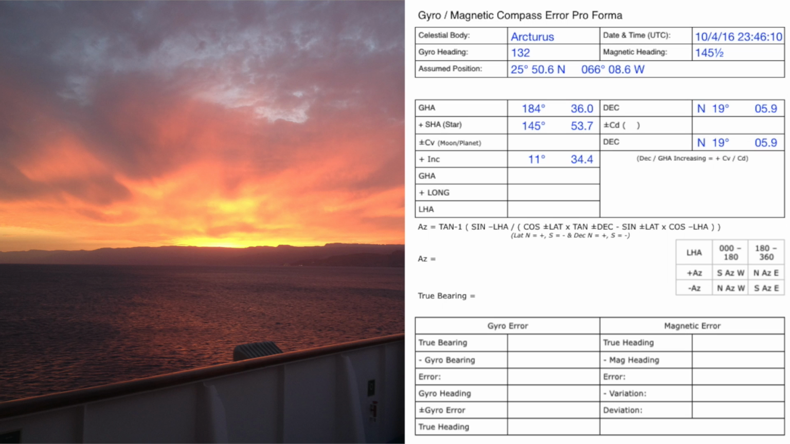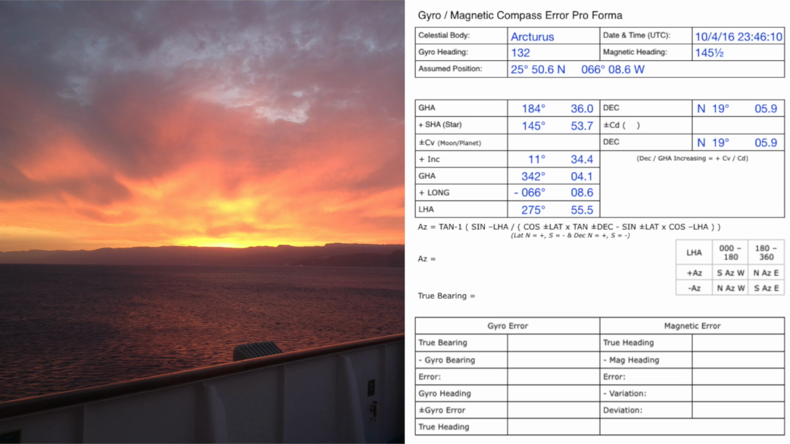We now add the initial GHA, our SHA and increment together and enter the value in the second GHA box, in this case 342 degrees 04.1 minutes. This is the GHA of Arcturus on the prime meridian at the given time. As we're not on the prime meridian, we have to correct for our longitude. As we're in a position west of the prime meridian, we subtract the longitude from the Greenwich hour angle, giving us a local hour angle of 275 degrees 55.5 minutes.